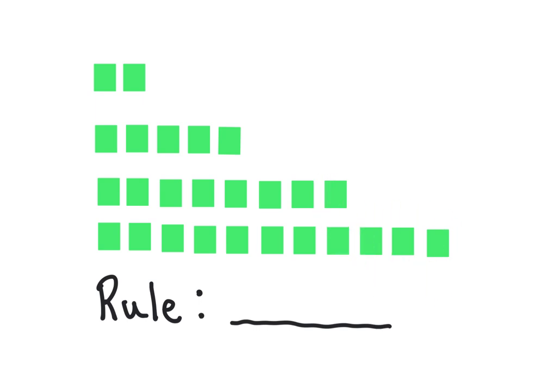So what do we see in this pattern? Well, I see it going up by 3. So in this pattern, the rule would be plus 3. We're adding on 3 more rectangles.